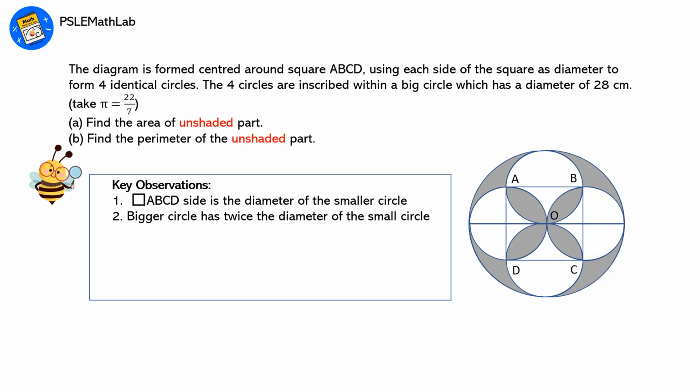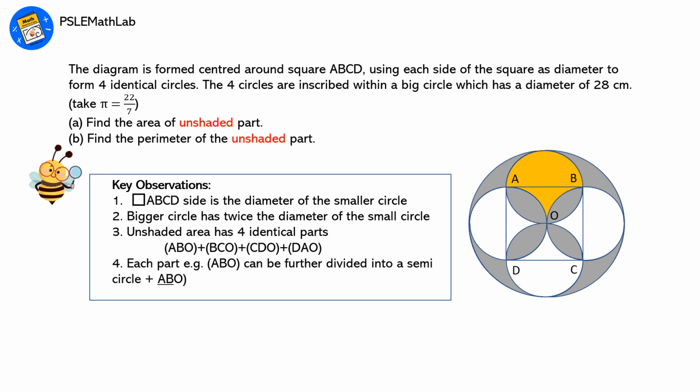Now let's take a closer look at the unshaded area. We can observe that the unshaded area has actually 4 identical parts. Each part is highlighted in orange. And furthermore, each orange part can be further divided into a semicircle and a weird shape, AOB, as highlighted. It's not difficult to calculate the area of the semicircle. So to solve problem A, we just need to focus on finding the area of this weird shape ABO.